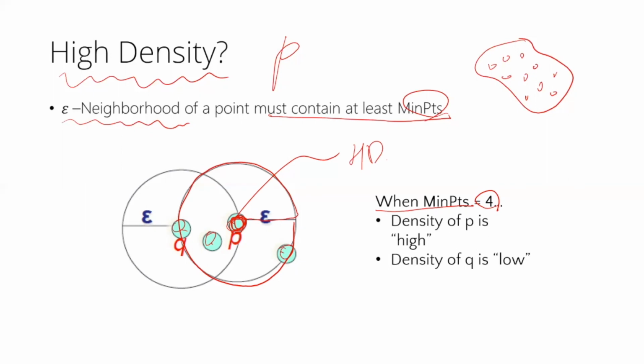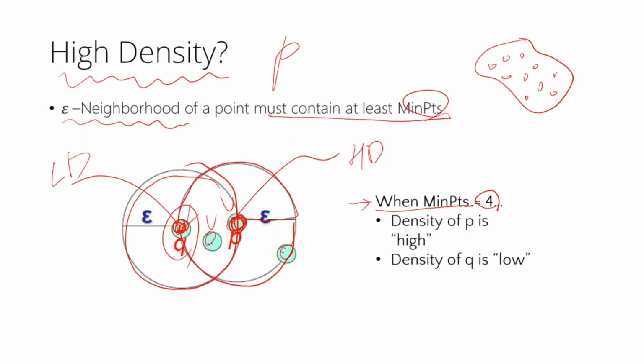On the contrary, consider a point Q over here that has, again, an epsilon sphere set around it. And in case of Q, we have only 3 points that fall into this epsilon sphere. So with this user parameter, min points equals 4, the point Q is considered to be a low density point. And that's basically how we define what is a high density and what is a low density.